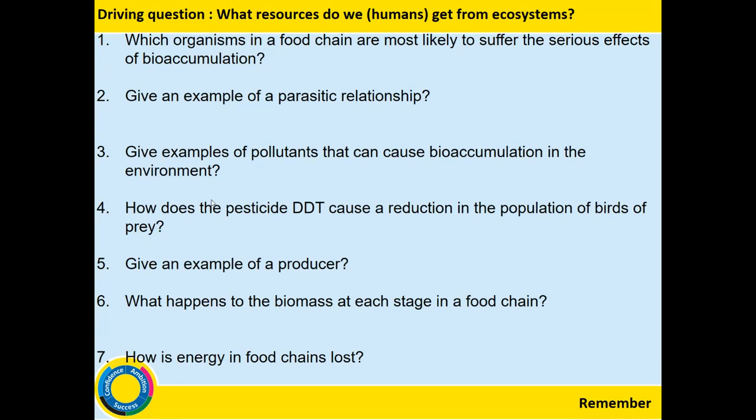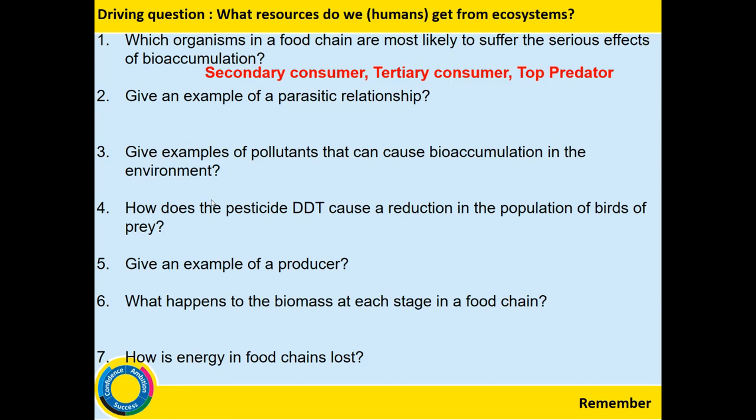The first one says, which organism in the food chain is most likely to suffer the serious effects of bioaccumulation? It can be either the secondary consumer, if that's the highest point in the food chain, or the tertiary consumer, or what we'll call the top predator. Those are the ones most likely to suffer serious effects from bioaccumulation. Give an example of a parasitic relationship.